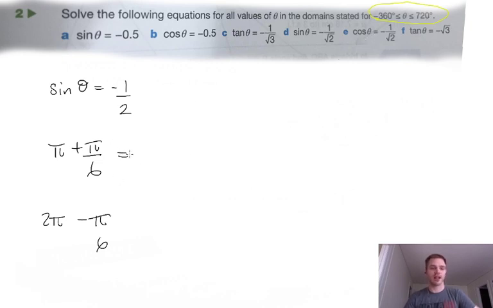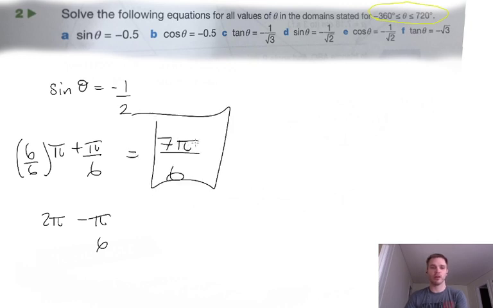Okay, so let's add these 2. We get a common denominator here, right? 6 over 6 is 1, so I can always multiply by 1. So this is the same as 6 pi over 6 plus pi over 6, which is equal to 7 pi over 6, okay? So that's one angle. That's that one in the third quadrant.